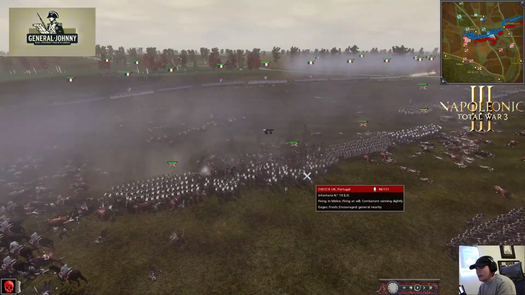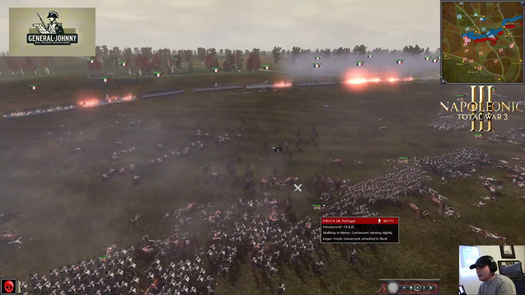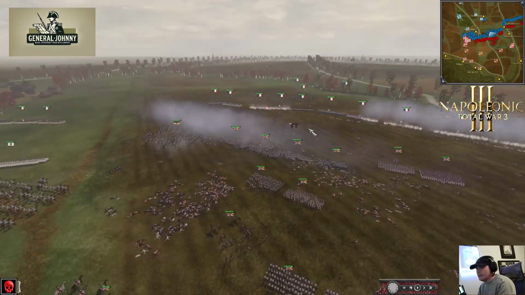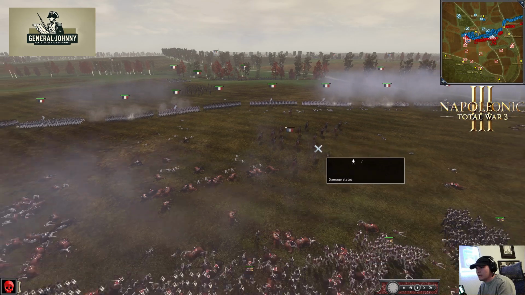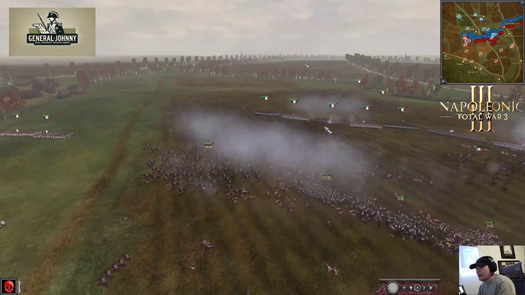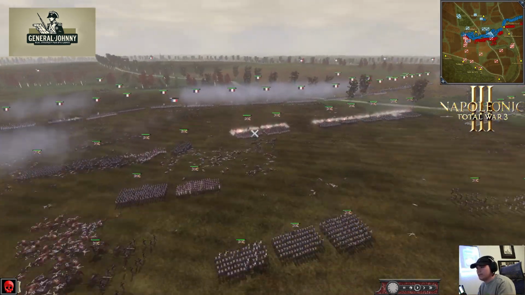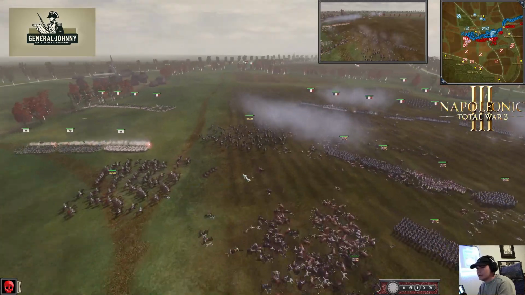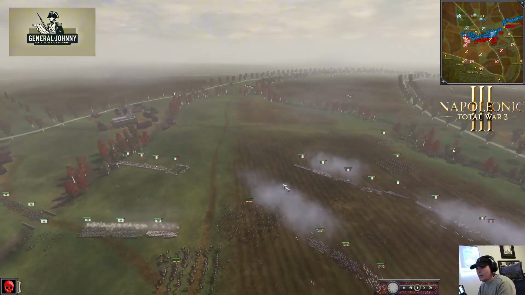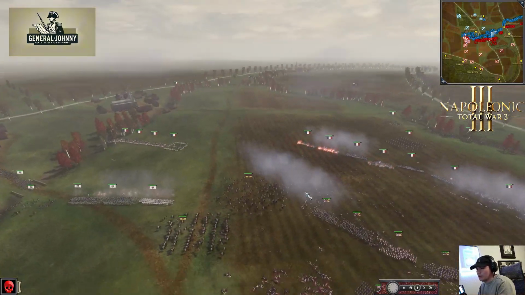I bet they lost like 3 dudes, and this CAV is going to rout and probably not return, because they're again shooting into their own CAV as it retreats, and that's going to hurt them even more. So they are so delicate to muskets, so you just got to be aware where you're putting your CAV at all times. Doesn't matter if you're charging or moving.